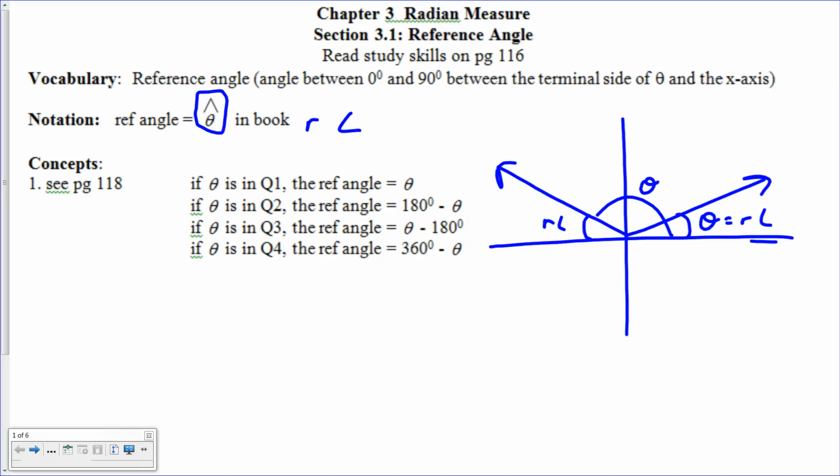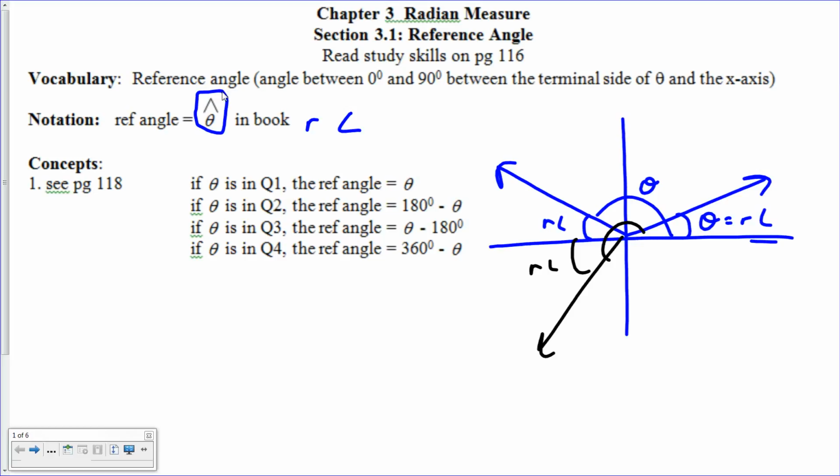Similarly, if you looked at going into the third quadrant, this is going to be your reference angle. How do I get my reference angle? I go all the way around to this angle, which is your theta, and then I subtract off 180 degrees, and that will give me my other part. So I'm doing what makes sense. I'm not memorizing this. I'm just doing what makes sense on your theta and your 180 or 360.